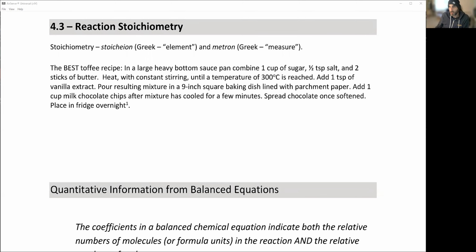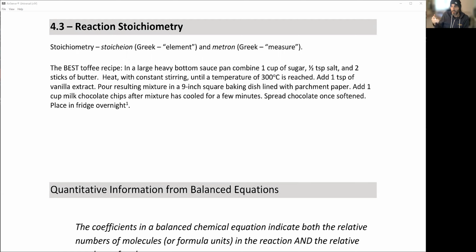Okay, so now we're going to take a look at reaction stoichiometry. This is one of the most important things to be able to do, especially in this section, and all of the next parts are going to be based on this. Although this is quick, for the most part, it's the most important. So stoichiometry sounds fancier than it is.